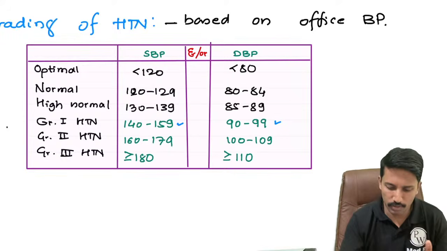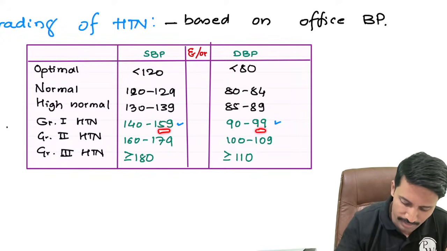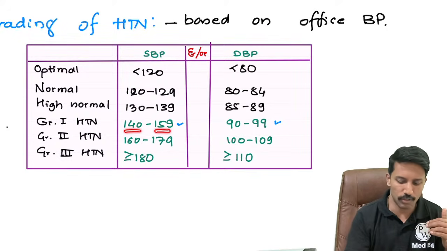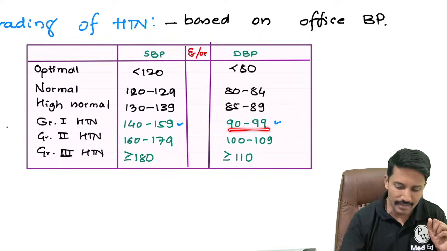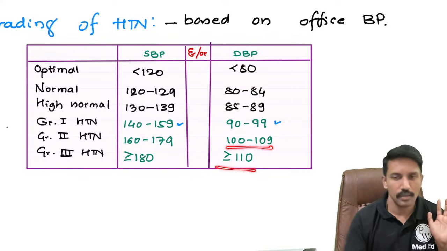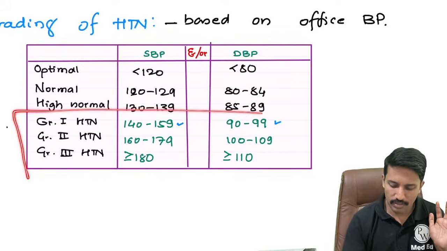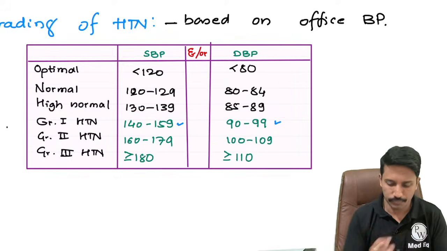Again, pretty easy to remember. You don't have to remember these numbers. Instead, simply remember it as 140 to 160, 160 to 180, more than 180. Right, 90 to 100, 100 to 110, 110 plus. So that is our 3 grades of hypertension.